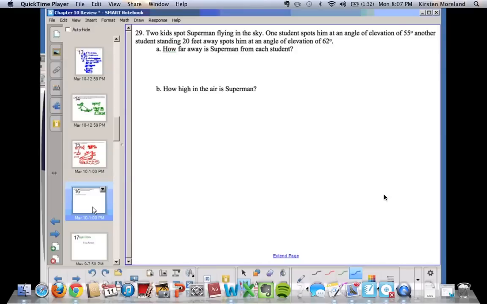Now the issue with this problem, we don't know if Superman's way off to the right or if he's in between the two. So when I first read it, I thought he was in between them. So here's the picture I would set up. Now what you're going to find at the end, my answers really don't make too much sense. So I'm going to show you a second way to solve this one after I do this.